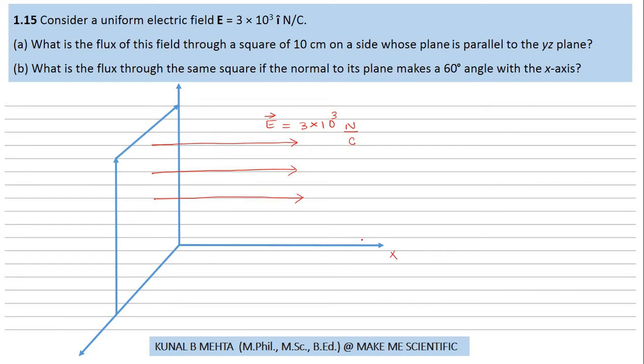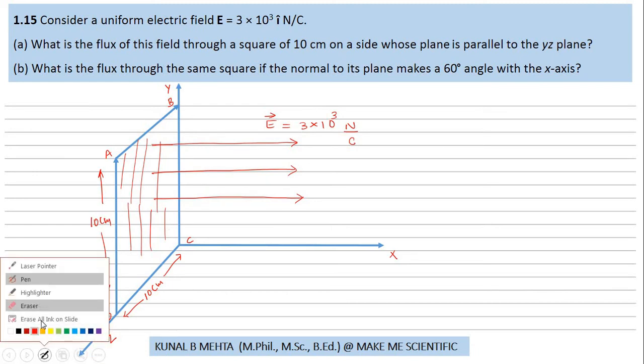So this is our x-axis, this is our y-axis, this is our z-axis. So basically this square, let me call this A, B, C, D. This square has a length of 10 centimeters and this length also is 10 centimeters, right guys? So the area of the square is 100 centimeters square.